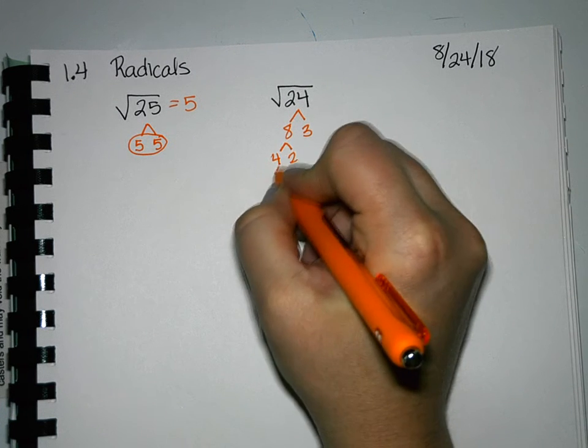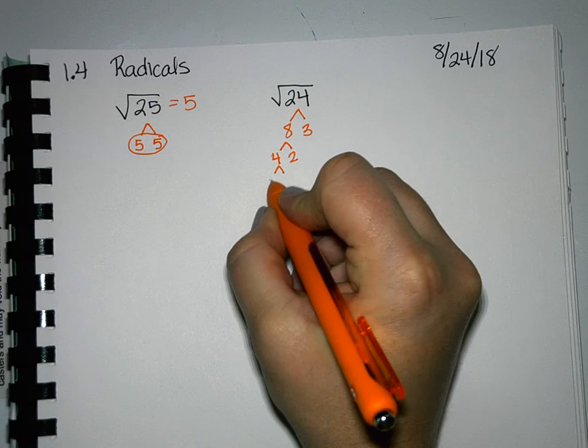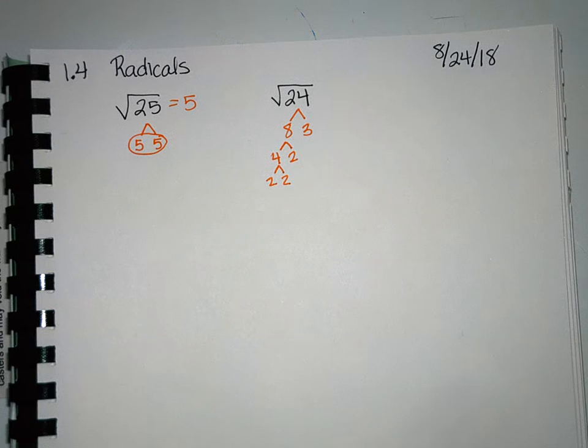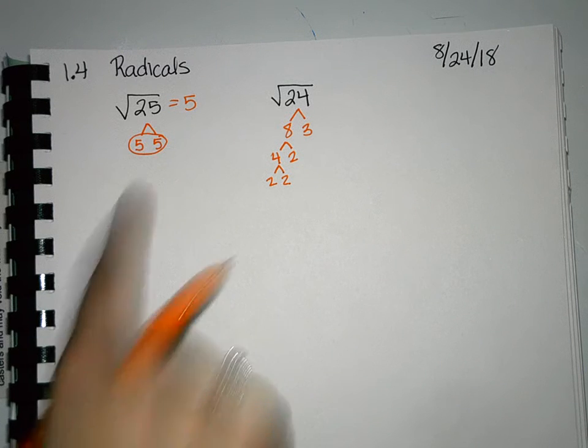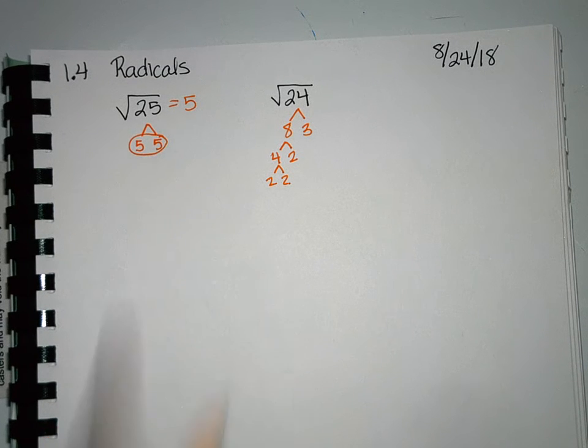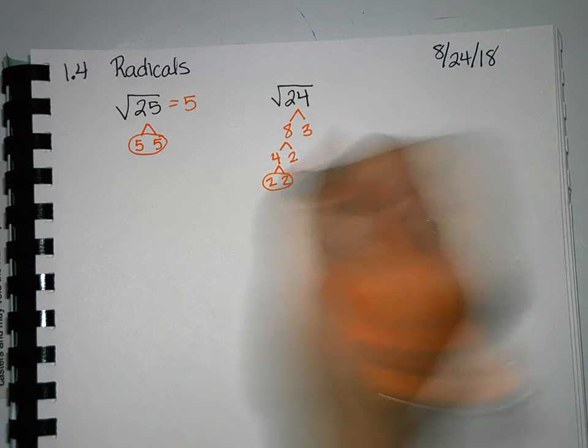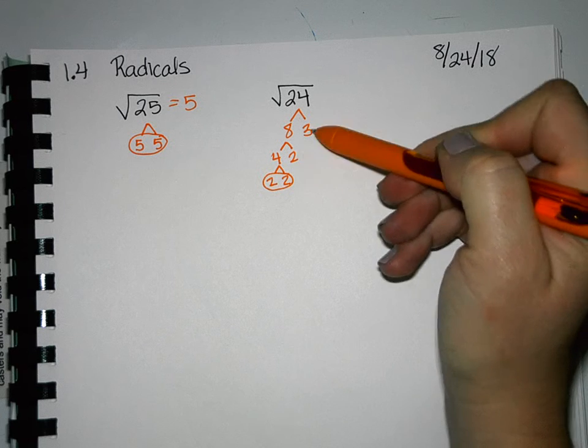4 and 2. What about, how can we break 4 down? 2 and 2. So what we're going to look for are pairs of numbers, just like we had a pair of 5s. Do we have any pairs in this one? 2. Okay, we have two 2s. The 2 and the 3 are not a pair.